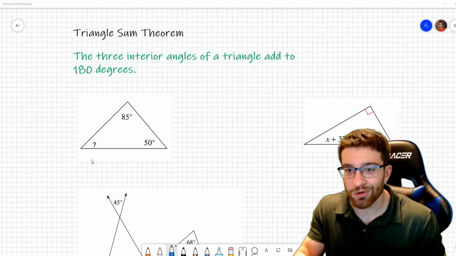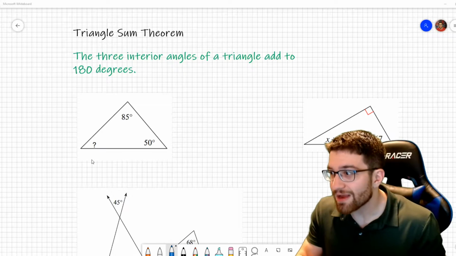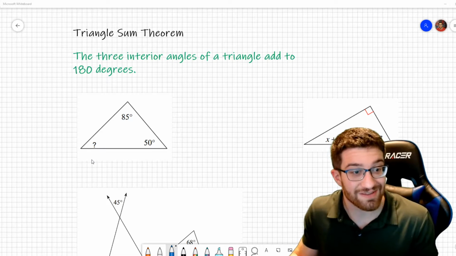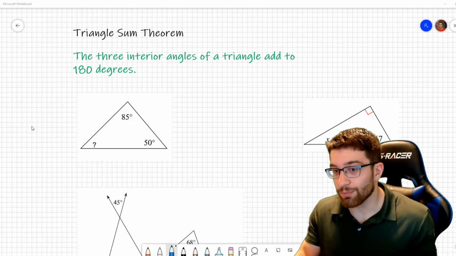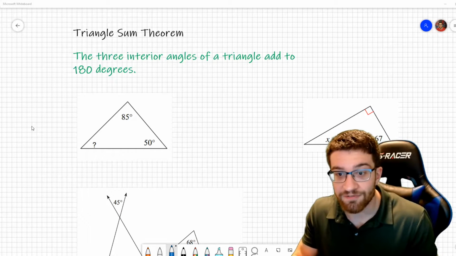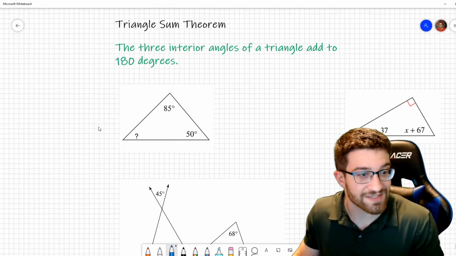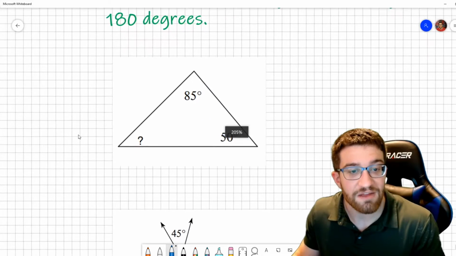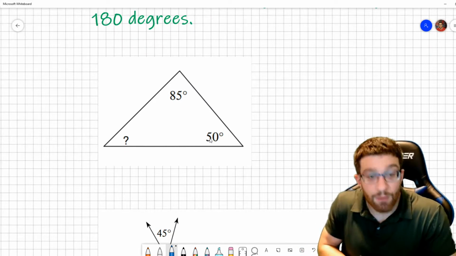First one is that when you're looking at a triangle, the interior angles add up to 180 degrees. We can use that to find out a little bit of missing information. Because if you only have two of the angles in a triangle, this gives you the ability to find that third one. If you look at this example here, you have 85 and you have 50 degrees. And we have a question mark.